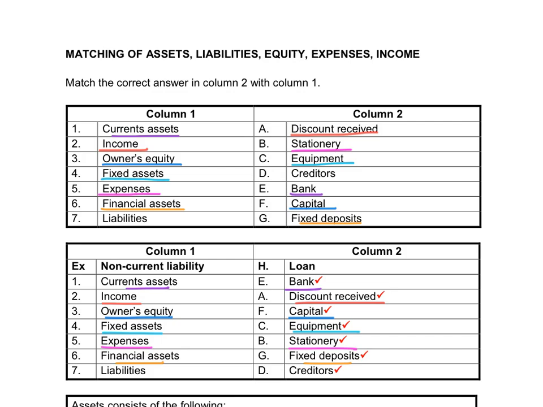Liabilities are responsibilities of the business that will lead to an outflow of money in the future. So liabilities can consist of non-current liabilities that you will pay back in a period longer than 12 months in the future, and that will be loans and mortgage loans. Or it can be current liabilities where you owe money for goods purchased on credit. So creditors and a bank overdraft will be a current liability. And we will match liabilities with creditors.